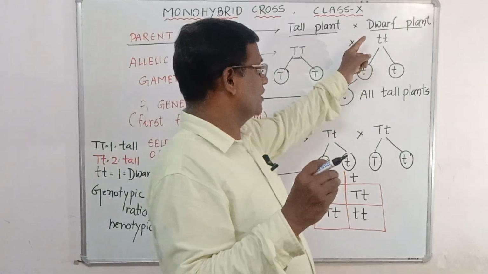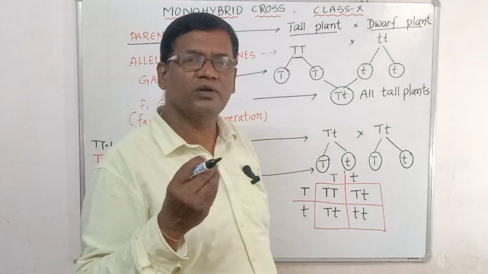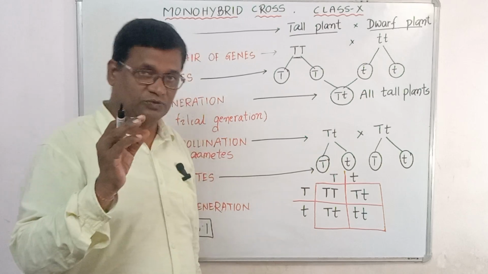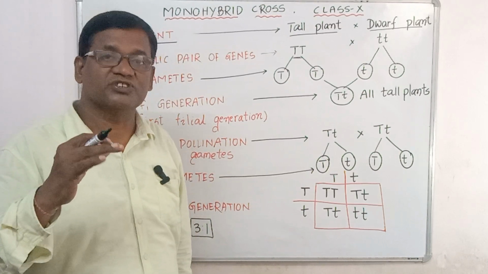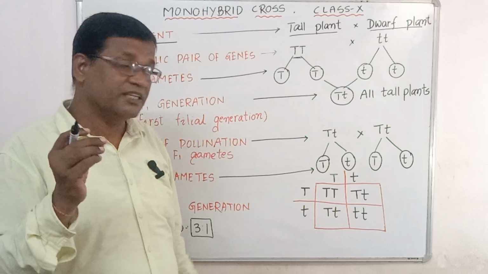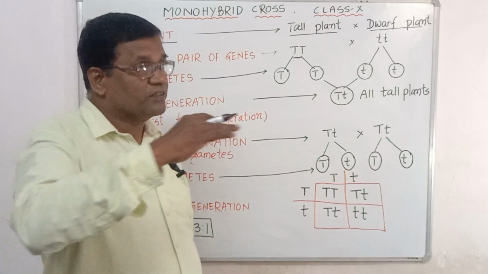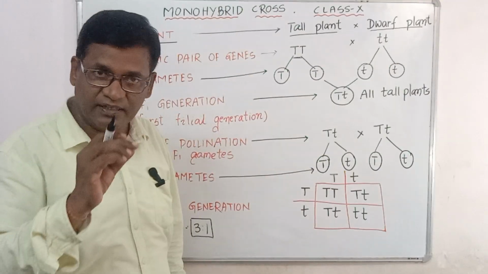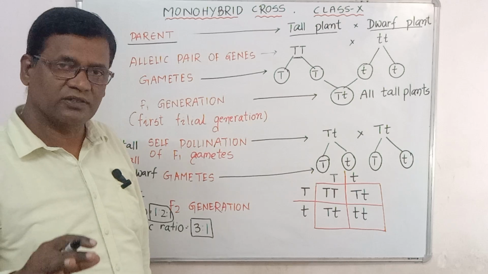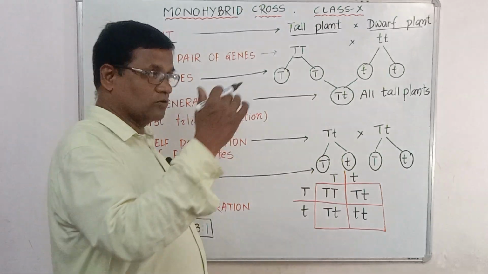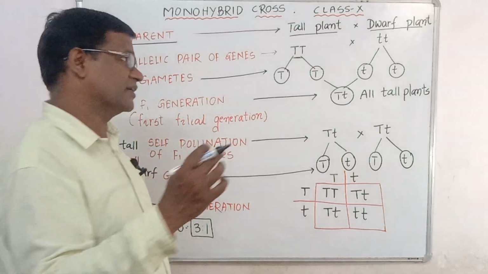Now we come to the dwarf plant. Dwarf plant is small t, small t. Why are you writing small t? Because they are a recessive character. Recessive character means which is unable to express if they are in combined condition. Suppose you have a field, you will see the tall plants are there, they are dominant, and the short heighted plants are there, which are the dwarf plants. The tall plants are the dominant character, whereas the short heighted plants are the recessive character.